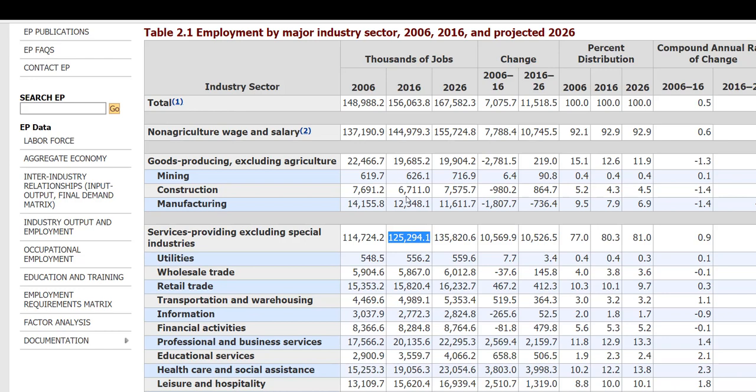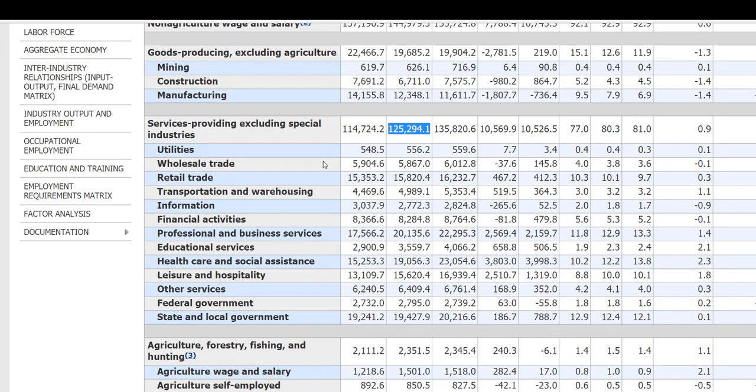So, out of all these industries of the service sector, like utilities, wholesale trade, retail trade, transportation and warehousing, information, financial activities, professional and business services, educational services, healthcare and social assistance, leisure and hospitality, other services, federal government, state and local government, most people are employed in the professional and business services, healthcare and social assistance, state and local government, leisure and hospitality, and retail trade.